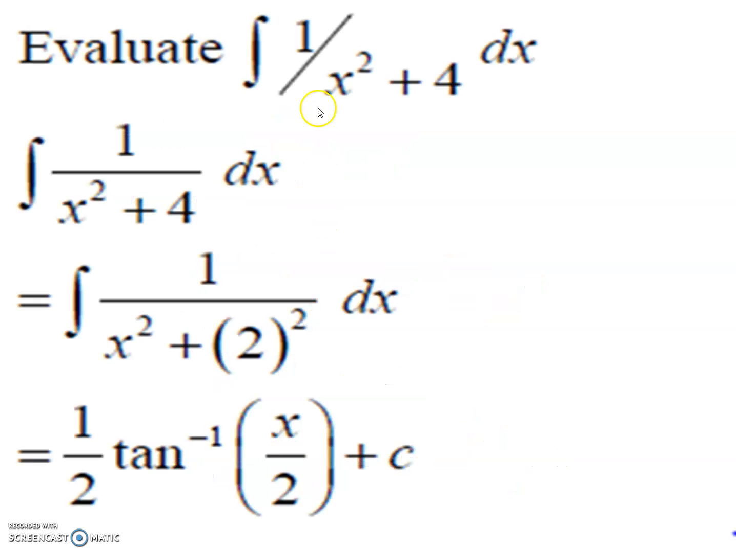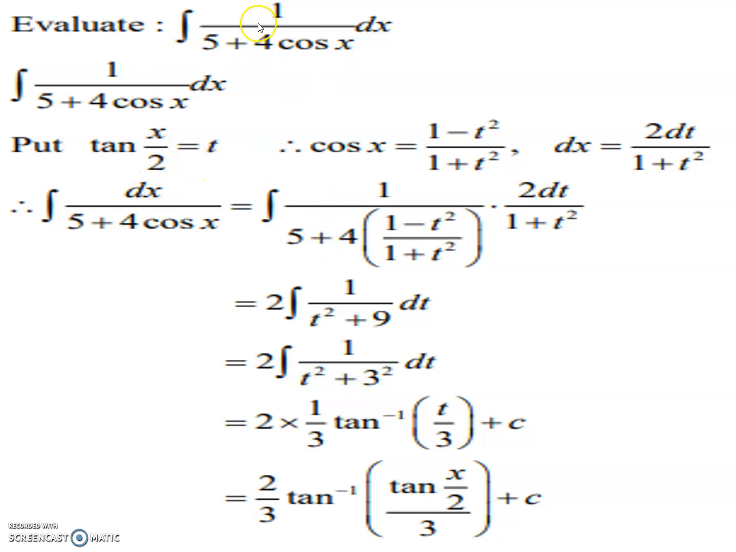Now we have to take integration 1 upon x square plus 4. We know that 4 is the perfect square of which number? Yes, 2. That's why we have integration 1 upon x square plus 2 square. But we need the formula. Yes, integration of 1 upon x square plus a square is 1 upon a tan inverse of x upon a. That's why it is 1 upon 2 tan inverse x upon 2 plus c.